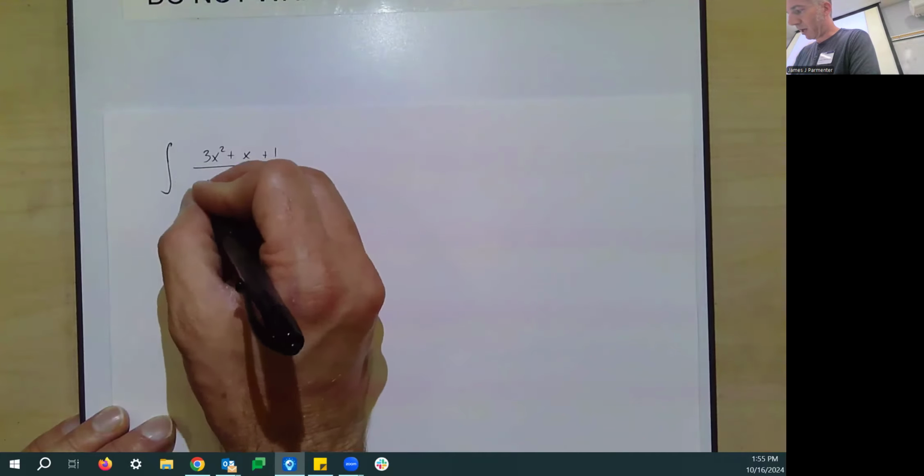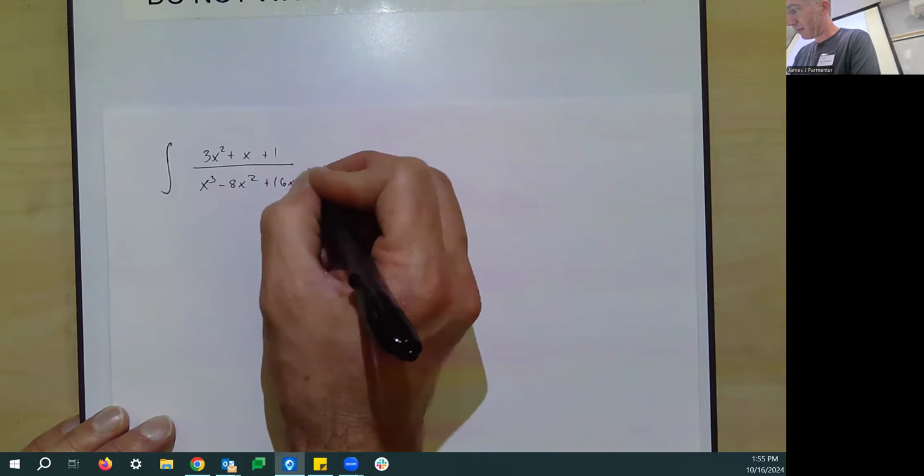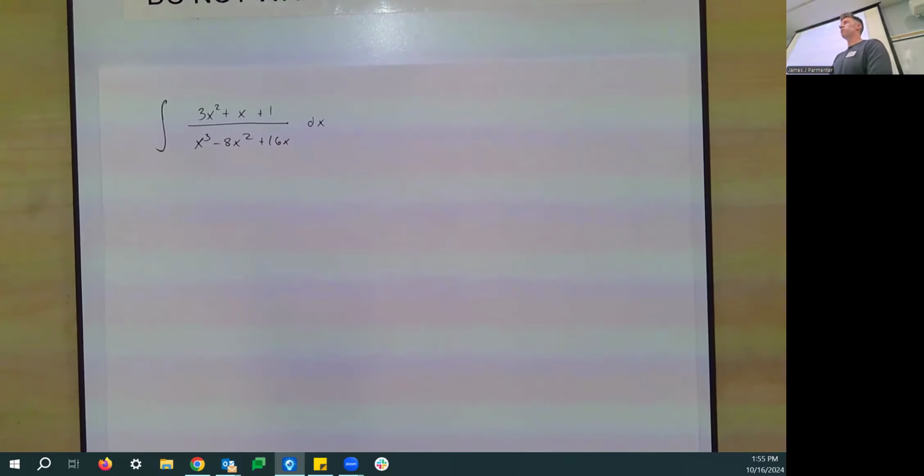Okay, so there was something else I wanted to get to here. Not that one, really. Sorry, this one. I don't like that one either. Garbage. Make one up. All right, so let's look at something more interesting, like the following. 3x squared plus x plus 1 over x cubed minus 8x squared plus 16x. The numbers will not be pretty, almost assuredly.